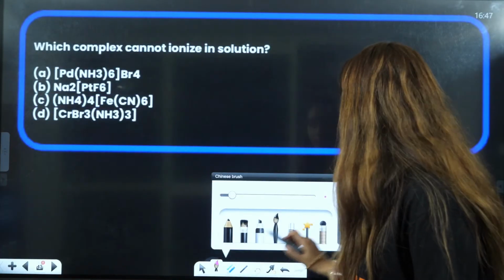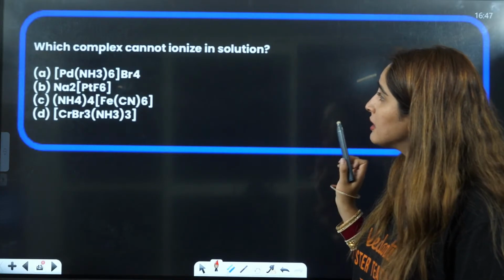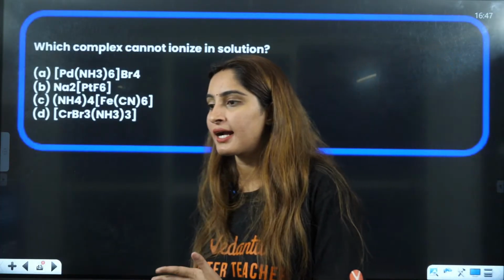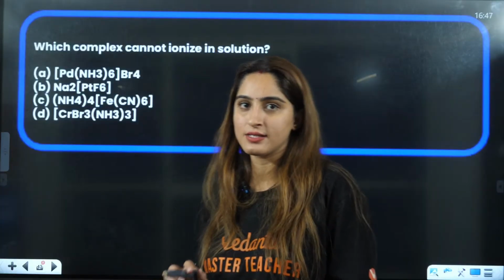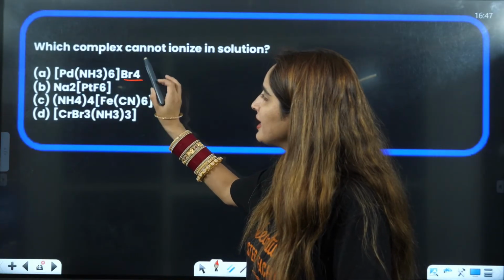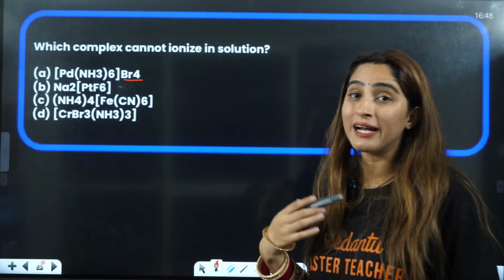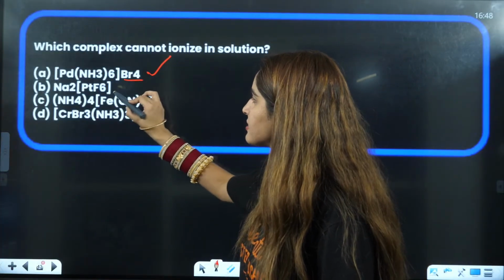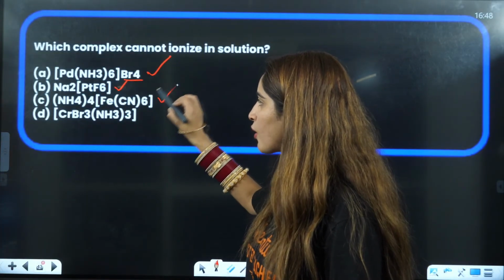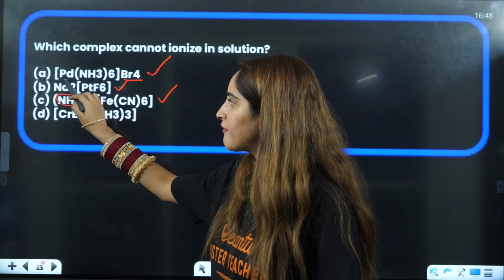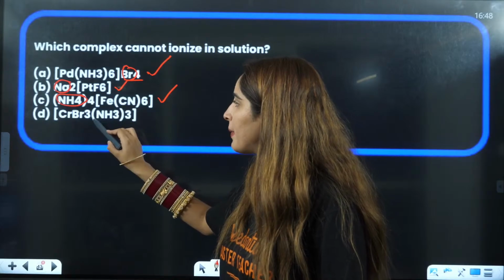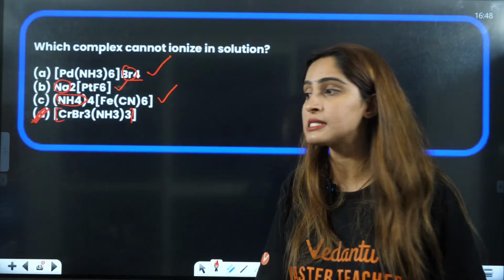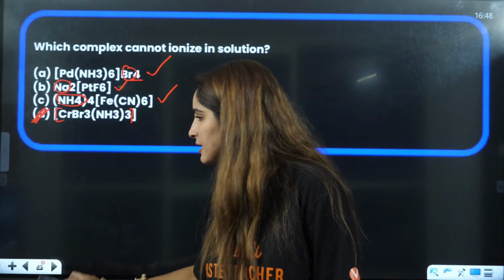Okay. Next is, which of the following complexes cannot ionize in solution? These are the kind of questions that we can expect in this exam, right? So definitely the one that has the ions outside the coordination bracket can ionize. This can ionize, this can also ionize, this can also ionize. You have NH4 outside, you have Na2 outside, you have Br outside, but here everything is inside the coordination bracket, so it cannot ionize. So D is the correct answer, right?